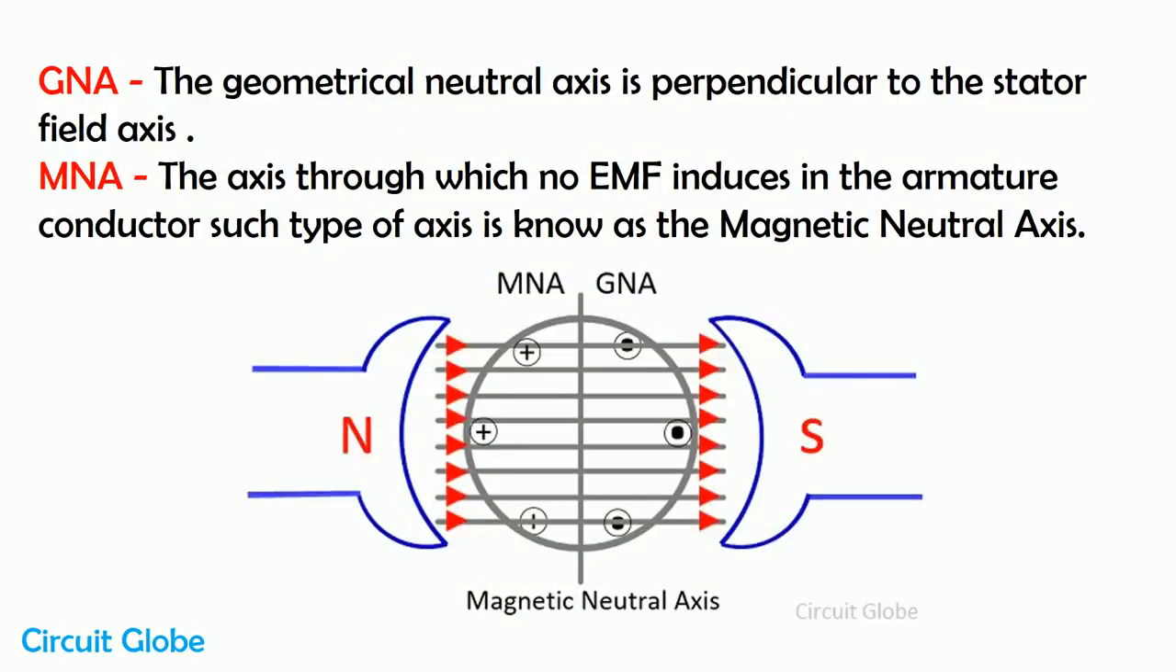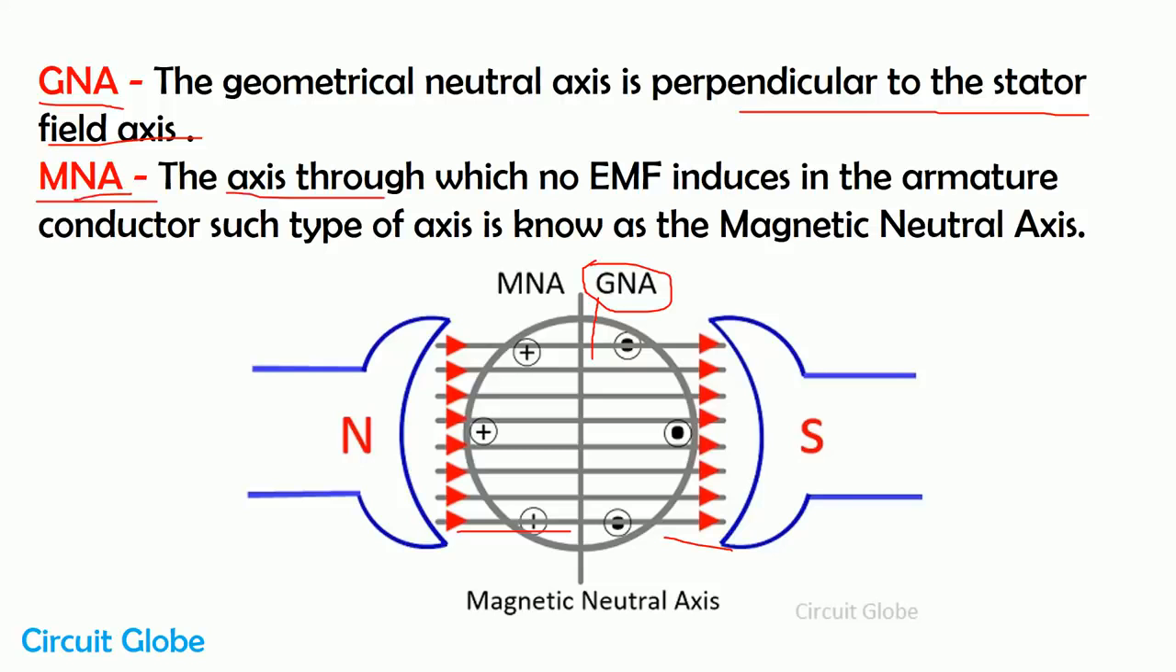So friends, before knowing much about the topic, first of all understand what the geometrical neutral axis is and what the magnetic neutral axis is. In a DC generator or DC motor, any axis which is perpendicular to the stator field axis is known as the geometrical neutral axis. Here you can see in this image, this is the stator, and this is the field axis. If we draw any line which is perpendicular to the field axis, then that line shows the geometrical neutral axis of the machine.